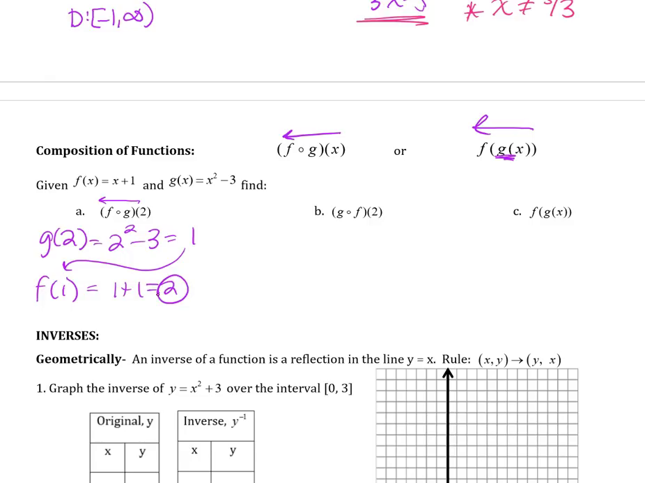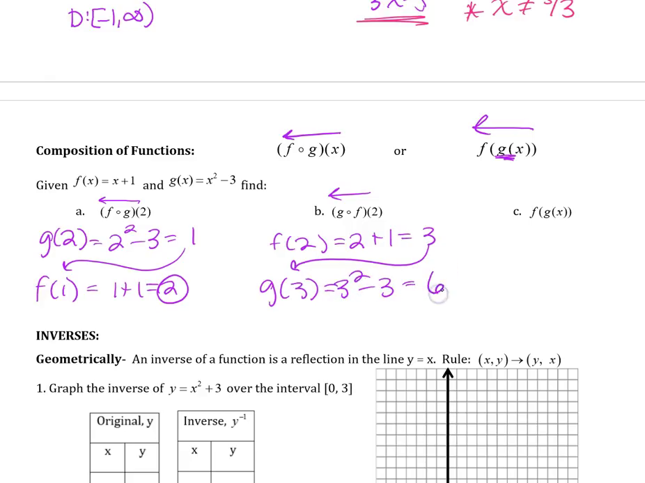And 2 would be your final answer. Now this is not commutative, meaning if I change the order, I'm not going to still get 2. Watch what happens. So that gives me 3, and now I'm doing g of 3, which is 3 squared minus 3, which is 6. So you can see I do not get the same answer, so it is not commutative.